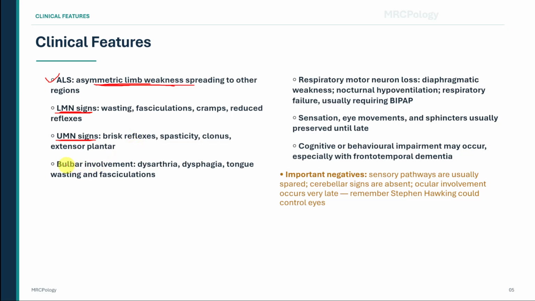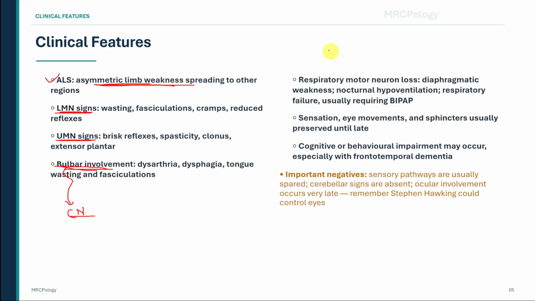Bulbar involvement causes dysarthria, dysphagia, nasal speech, choking, tongue wasting, and tongue fasciculations. Lower motor neuron bulbar involvement produces a wasted and fasciculating tongue. Upper motor neuron corticobulbar involvement produces a stiff tongue, brisk jaw jerk, spastic speech, and emotional lability.